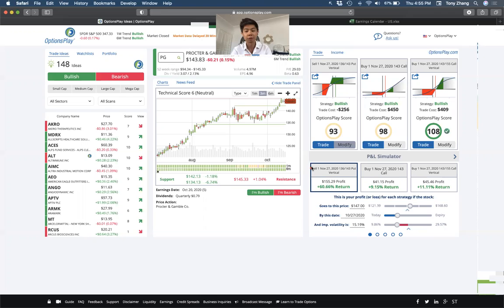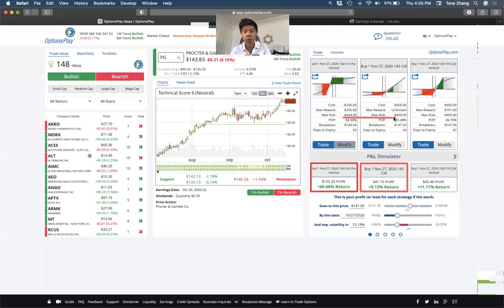I'll make 155 out of that maximum 256 if the stock trades marginally higher a week after earnings and volatility comes down. If I bought a call option here, notice how I'm looking at about a $41 profit on a $450 risk. So as you can see, the two trades, very similar risk, right? So that one is risking 444, one is risking 450.